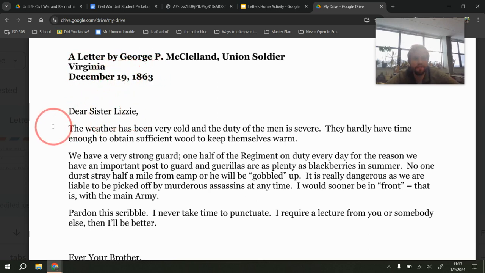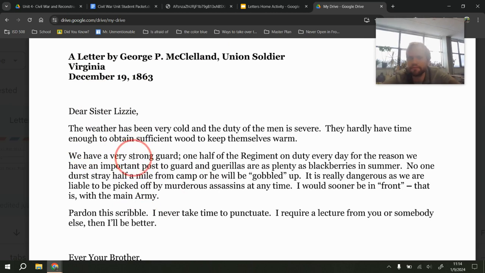Dear Sister Lizzie, the weather has been very cold and the duty of the men is severe. They hardly have time enough to obtain sufficient wood to keep themselves warm. Right off the bat, I can tell formatting a little different. Clearly, George P. McClellan has a little bit higher of an education than Samuel Cable, which makes sense. Samuel Cable was born a slave. George P. McClellan seems to have higher education. I'm going to infer that he is not born a slave.